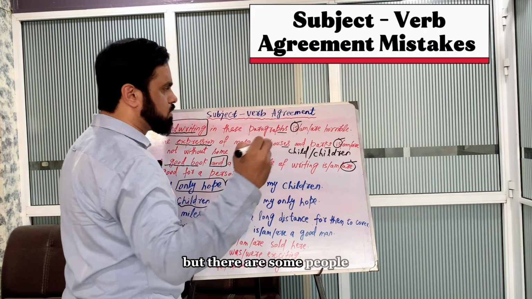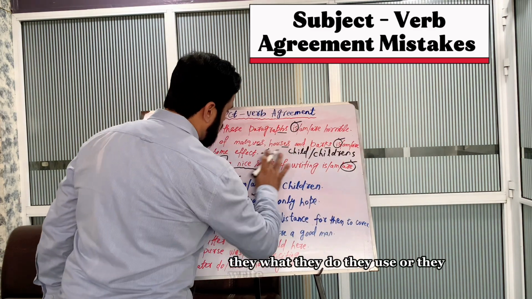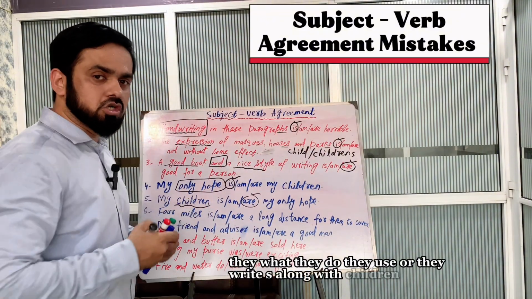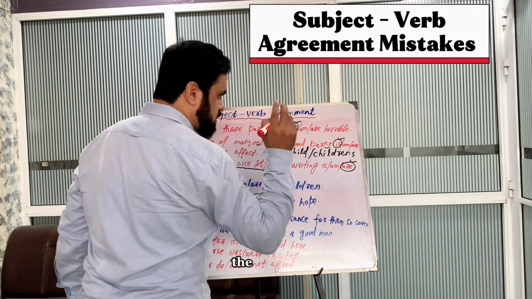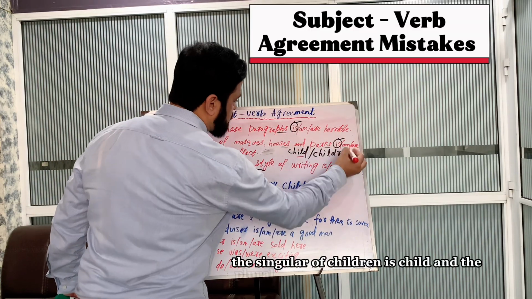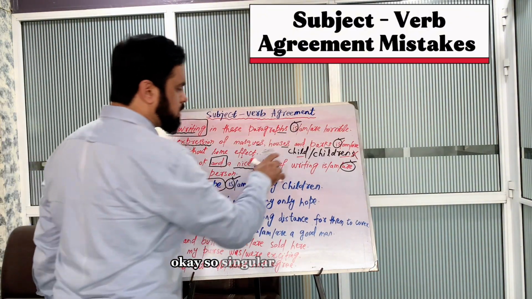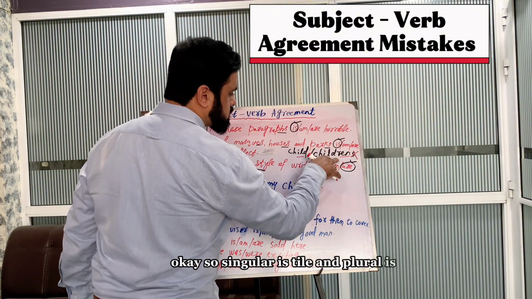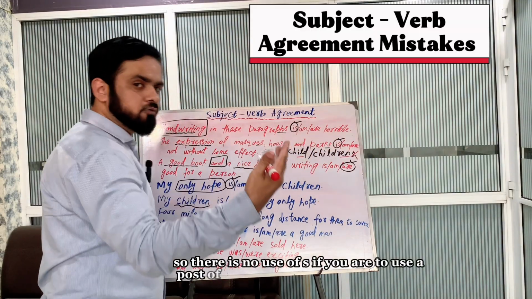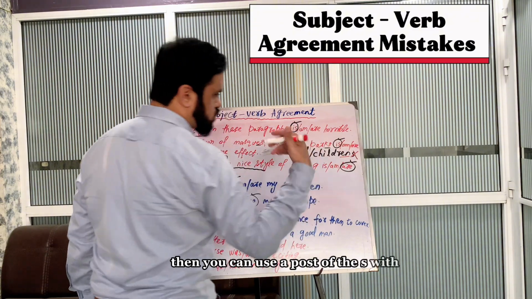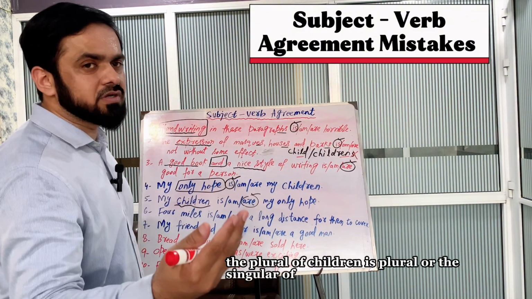But there are some people who commit this mistake. What they do, they use or they write s along with children. They commit this mistake. So this is a very serious mistake. The singular of children is child and the plural is children without s. Okay, so singular is child and plural is children. So there is no use of s. If you are to use apostrophe, then you can use apostrophe s with children.